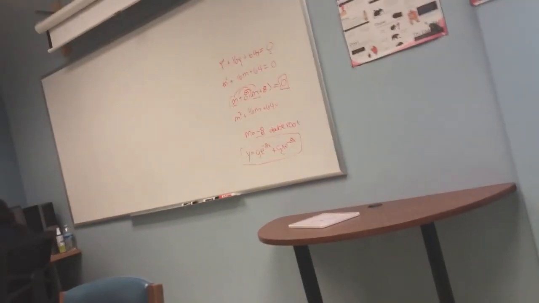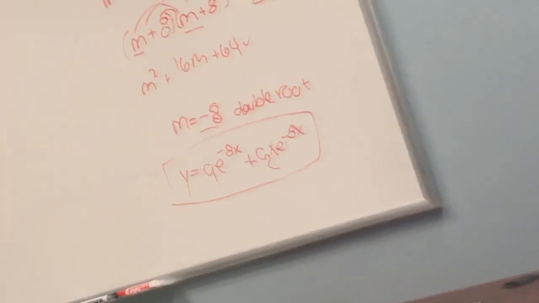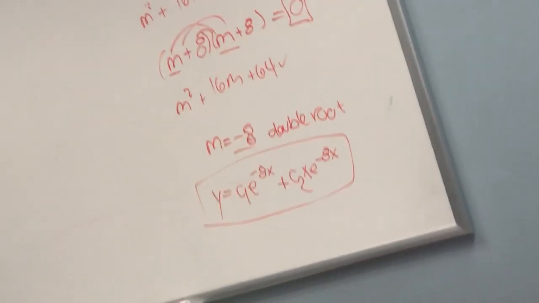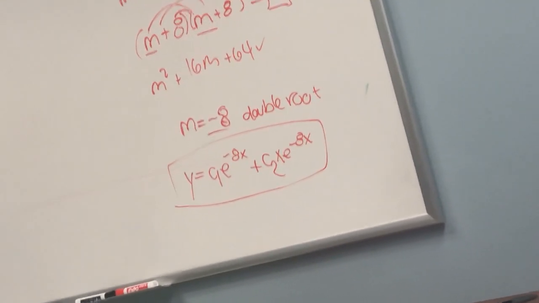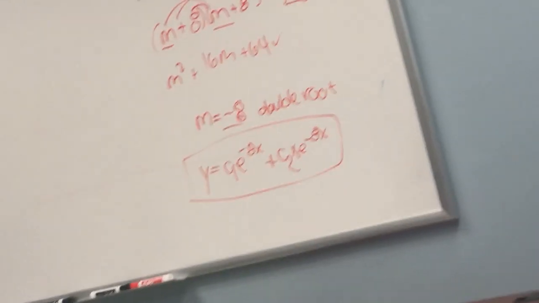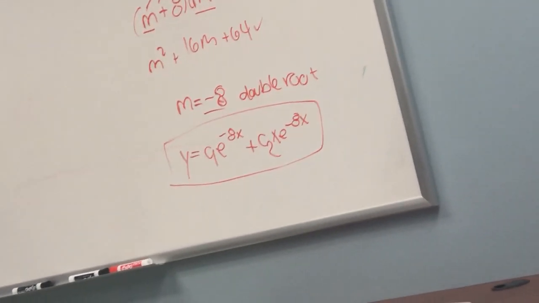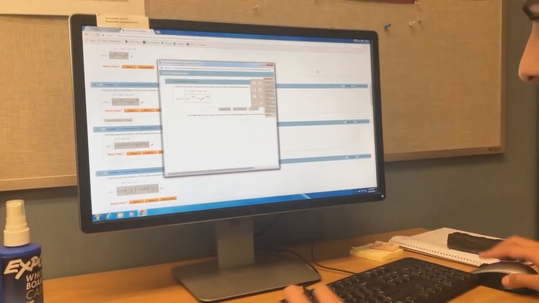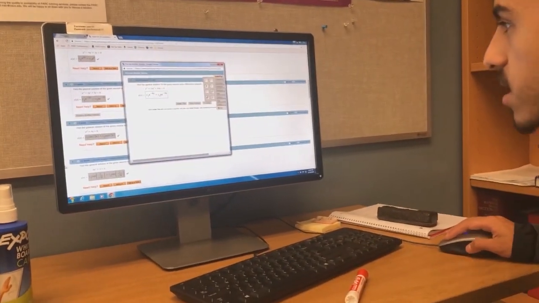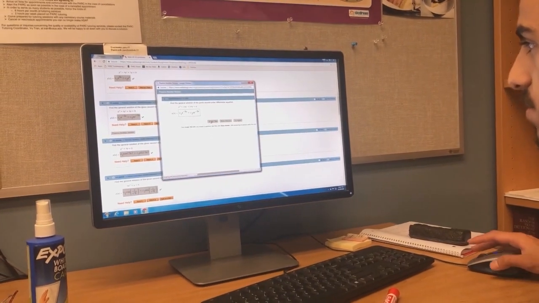Okay. So that says y is equal to c1 e to the negative 8x plus c2 x e to the negative 8x. And then let's see if that's right. Yeah, negative 8x. Okay. There you go. And that's right.